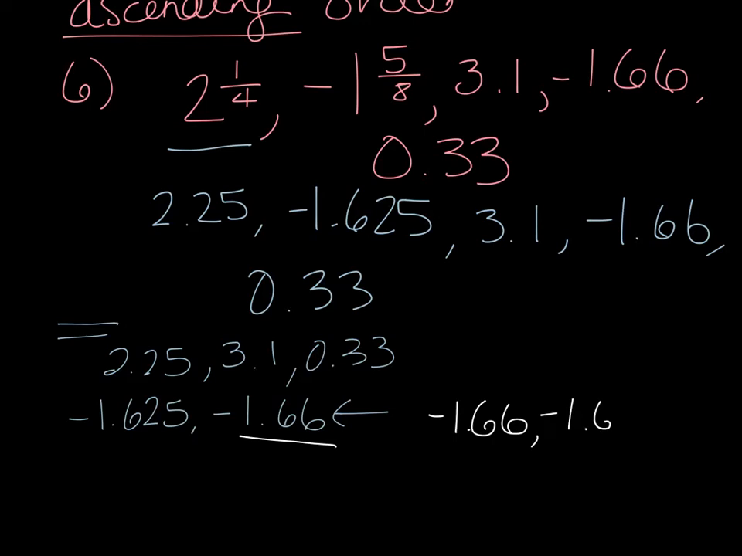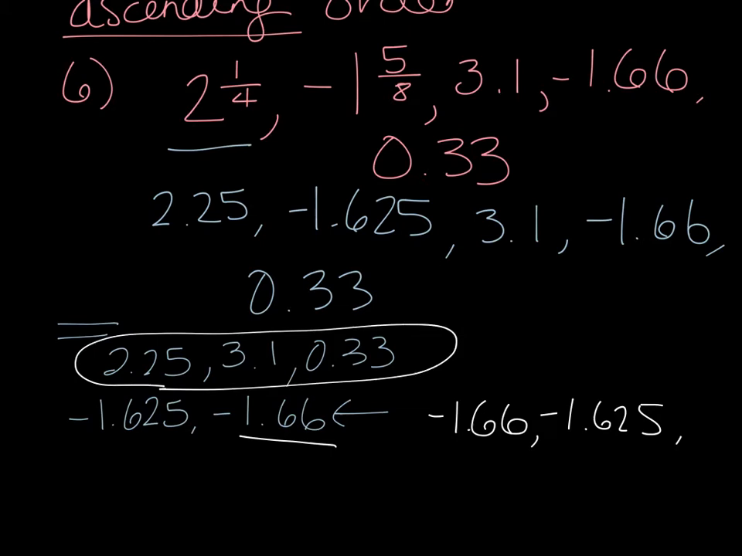Then, obviously the next one's smaller because that's the other negative number. And then I'm going to compare the positives. Now, which one is the least number? 0.33. Then I have 2.25. Then 3.1 is my greatest number. So that's how I would do it. I would split them up between negatives and positives if we have different signs and then start comparing. But first, I would always either convert everything to decimals or convert everything to fractions, whichever you're more comfortable with, and compare it from there.